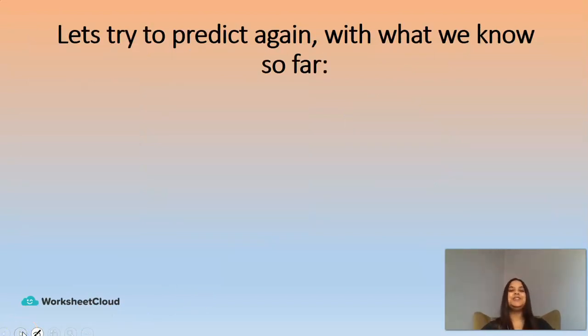So let's try to predict again with what we know so far. So we know the title, Slim and the Dinosaur. We also know that there were three pictures before. One of a mother and a child, one of a dinosaur, and one of an egg. Okay, so that's what we have seen so far. Now we're going to use that information to make our guess. What do we think the story is going to be about?